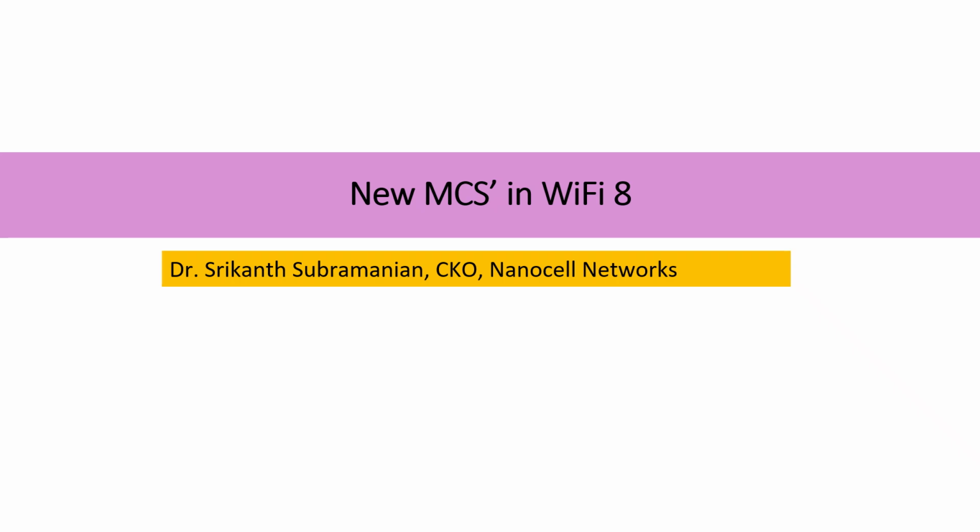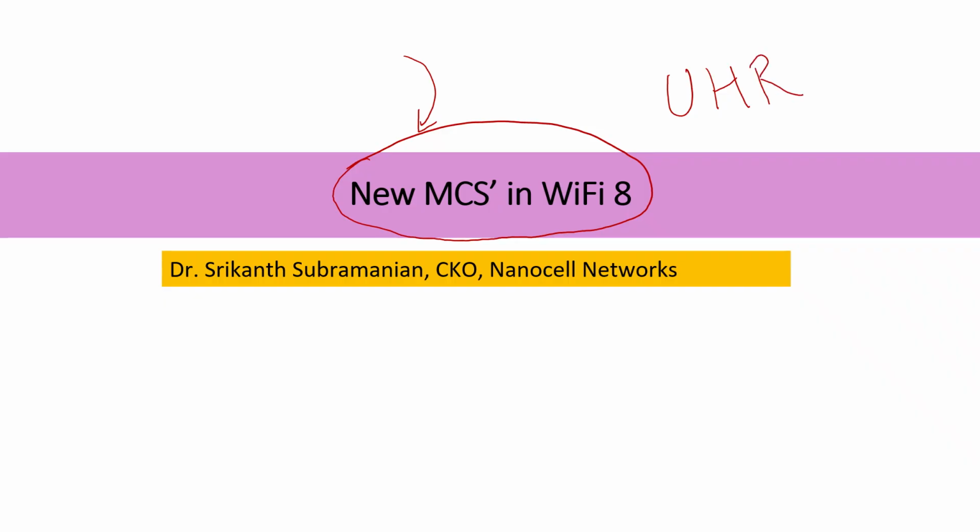Hi, continuing on our explorations in Wi-Fi 8, I want to dwell on something about the new MCS types that have been included. As I've said before, Wi-Fi 8 is not gearing up for higher rates and throughputs, at least in the peak sense, but it has important objectives towards reliability and also throughput improvement at cell edge or outside of the peak numbers. My name is Srikanth and I'm with NanoCell Networks.